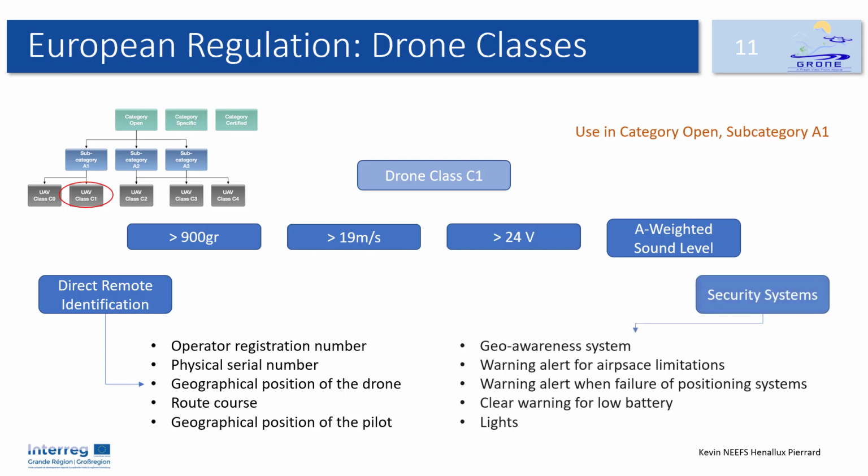The drone must also be equipped with the following security systems: a geo-awareness system, a warning alert for airspace limitations, a warning alert for failure of positioning system, a clear warning for low battery, and lights. And finally, the drone must be marked as C1.